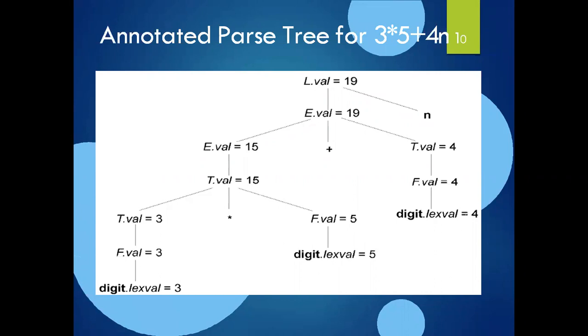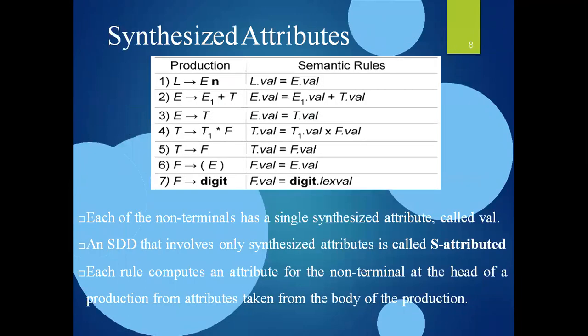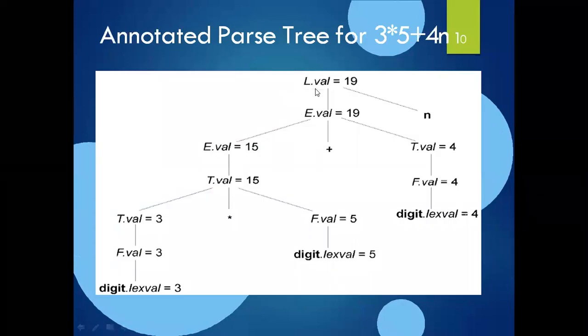The semantic action associated with L is L dot val is equal to E dot val. That means print the result at L dot val. Whatever value I computed for E dot val is obtained at L dot val, and the meaning of that is to print the result L dot val. Hence the output will be 19 here, and the S attributed definition can be computed in a bottom up fashion or using a post order traversal. Make a note of this here.